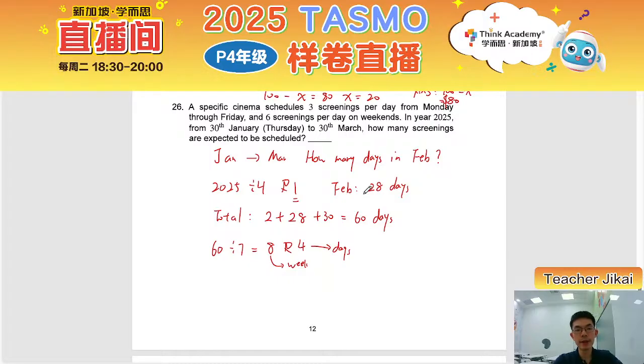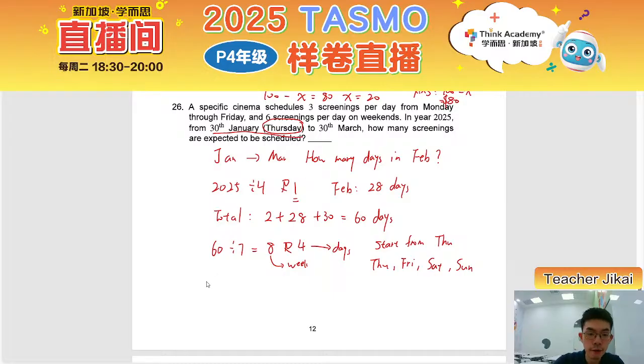And how about the 4 more days? We know the 30th of January is a Thursday. So it means we start from Thursday. So the 4 days are Thursday, Friday, Saturday, and Sunday. We have these 4 days, and after these 4 days we have 8 weeks. So those in these 4 days will happen 9 times. And those who are not in these 4 days will only be in the 8 weeks, so they will appear 8 times.